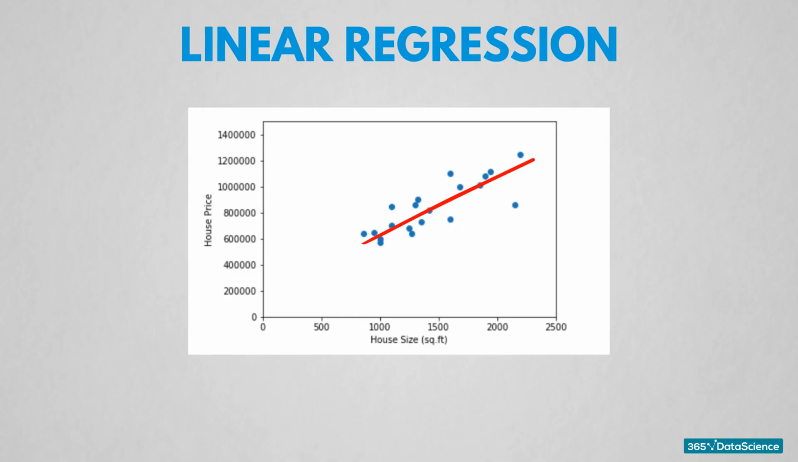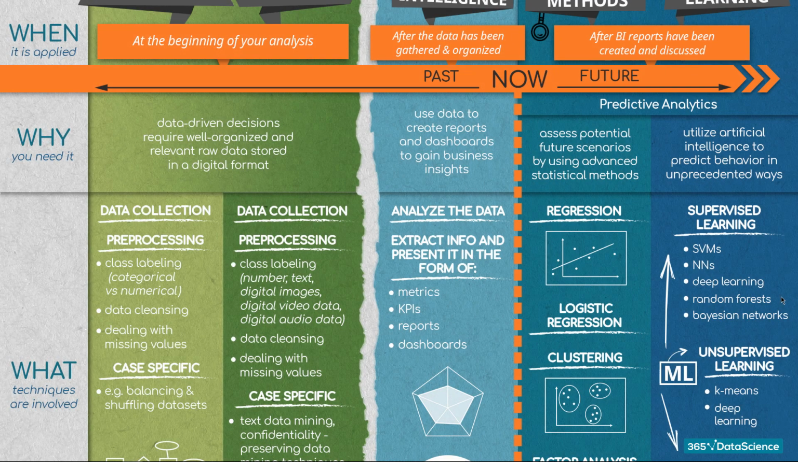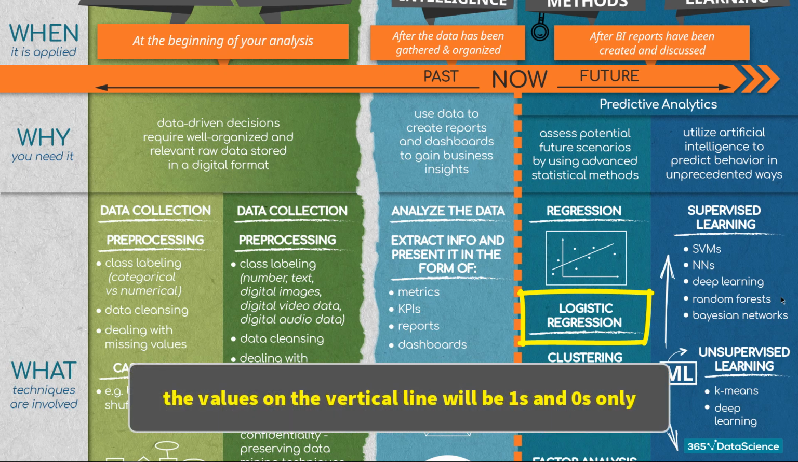Excellent! So, naturally, if there are linear regression models, there must be nonlinear ones as well. True? Correct! A logistic regression is a common example of a nonlinear model. In this case, unlike the house prices example, the values on the vertical line won't be arbitrary integers. They'll be ones or zeros only. Such a model is useful during a decision-making process.